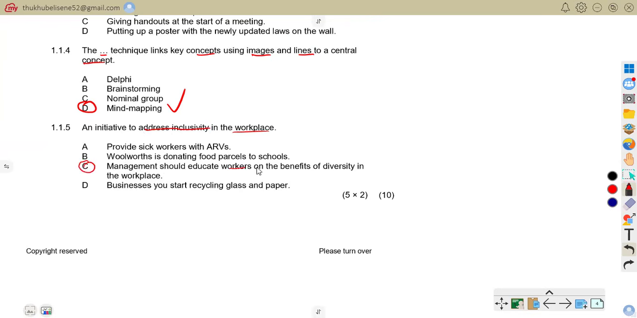Management should educate workers on the benefits of diversity in the workplace. Like I've said, whenever we are talking about inclusivity in the workplace, we are talking about diversity in the workplace. That is where we are seeing our correct answer is C.